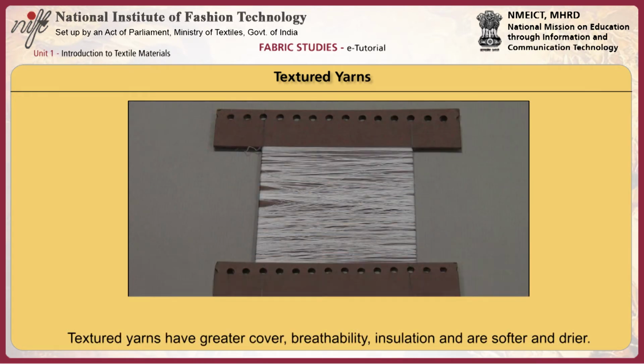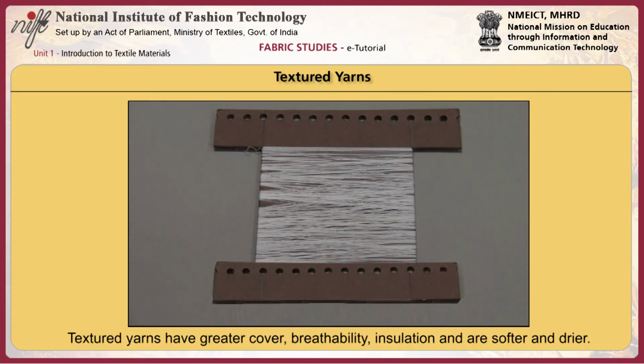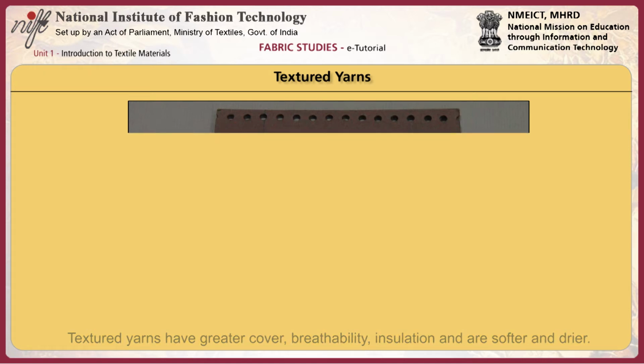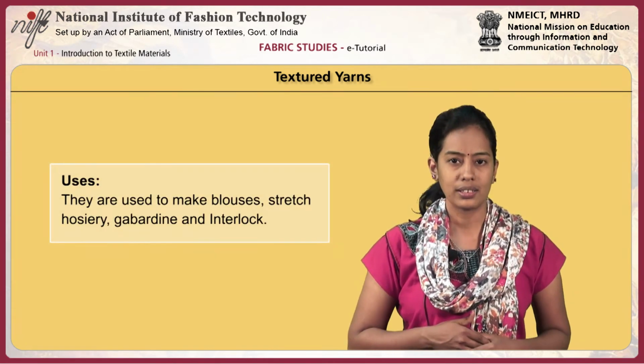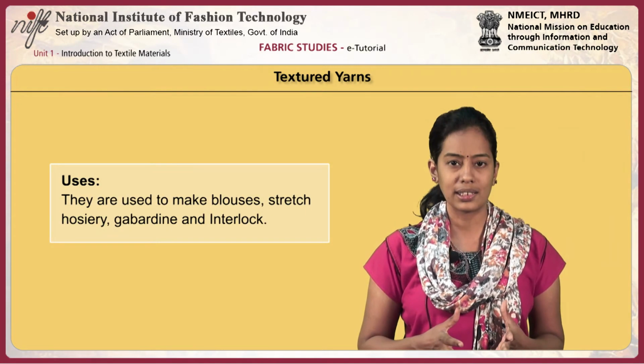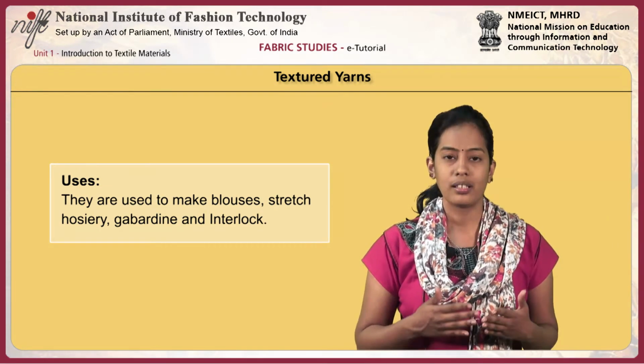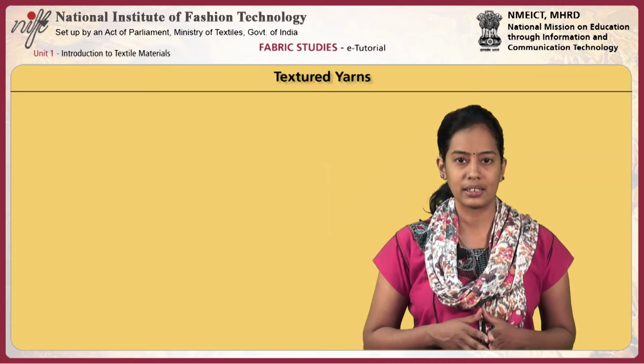Yarns made of synthetic fibers are given moisture, heat, or chemical treatment to impart new yarn properties such as bulk and stretch. Textured yarns have greater cover, breathability, insulation, and are softer and drier. However, they are prone to soil with poor resistance to abrasion. These textured yarns are used extensively in blouses, stretch hosiery, gabardine, and interlock fabrics.